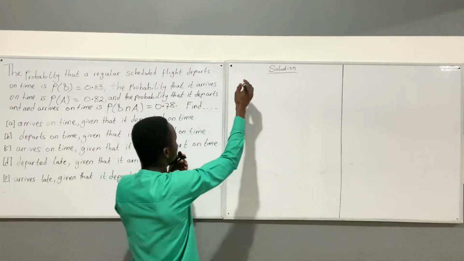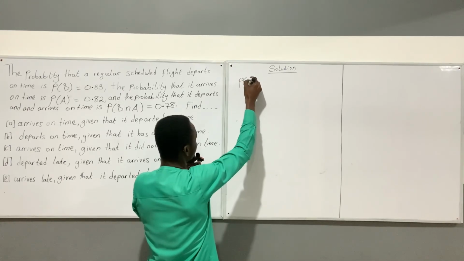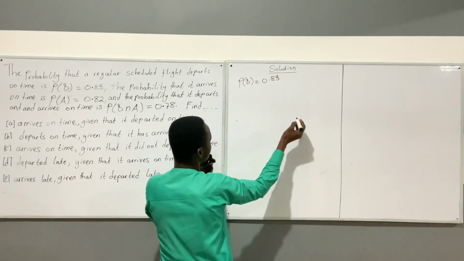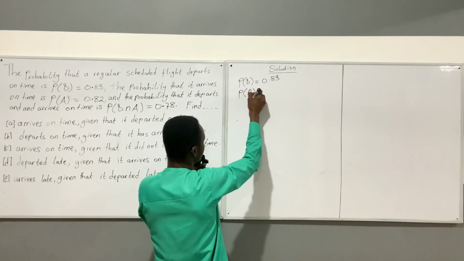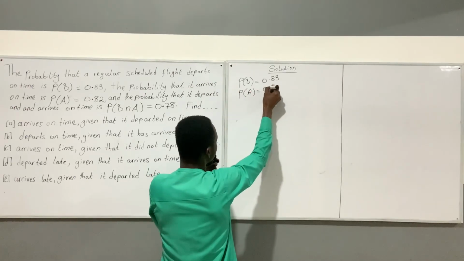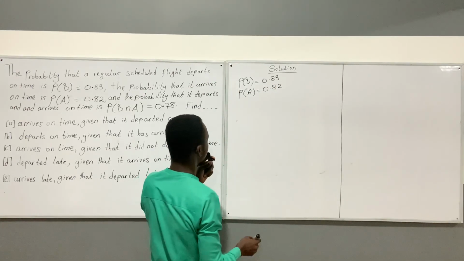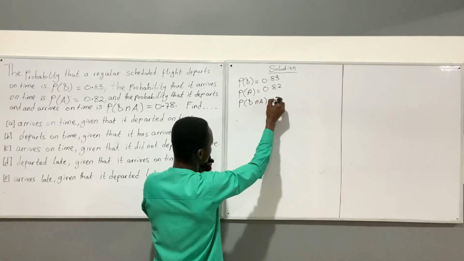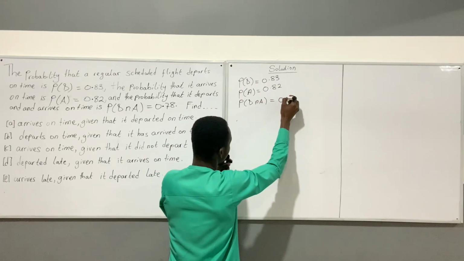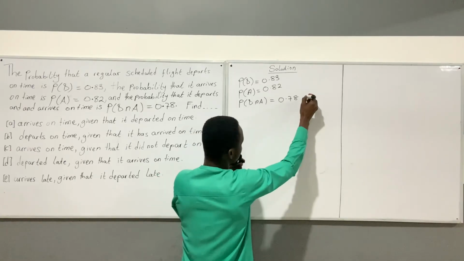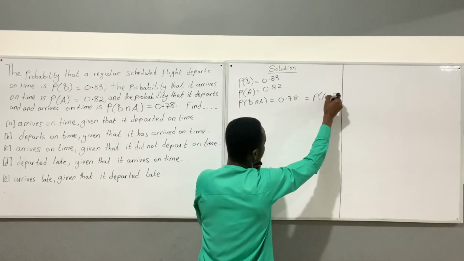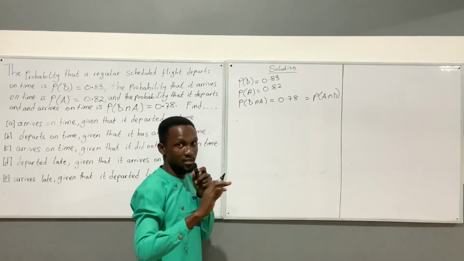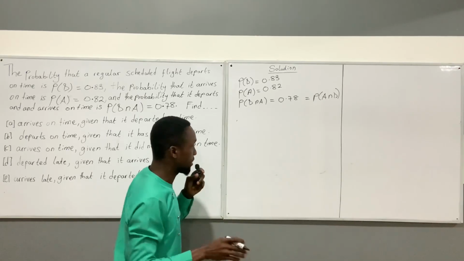He gave us the probability of D, so P of D is 0.83. Then he gave us the probability of A, which is equal to 0.82. Then he said that the probability of D intersection A is 0.78. Know that this is the same as the probability of A intersection D. The events happening together are the same whether you change the variables or not. All right, so now let's take the first question.